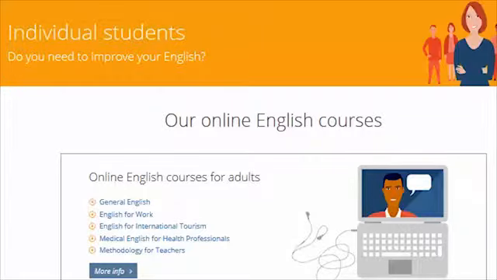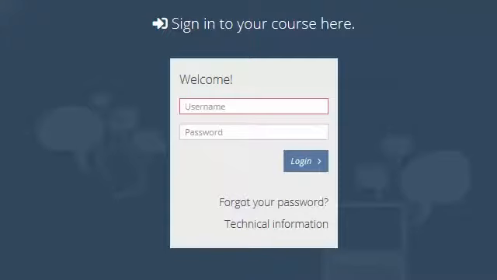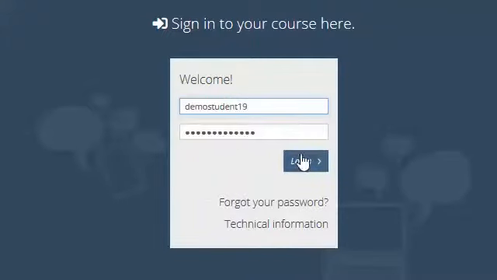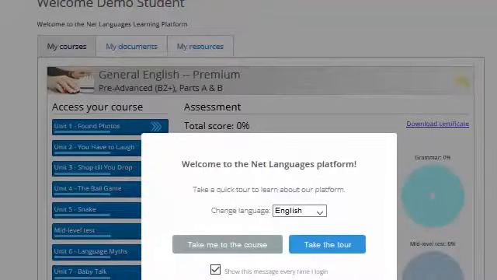We are now going to log in to a course as if we were a student. This is a typical login page for a student. We usually customize these pages for different clients. The first thing the student will see is the option to take a tour around the platform.